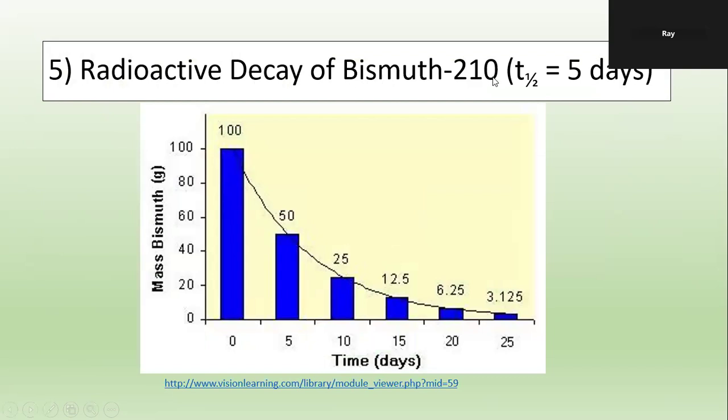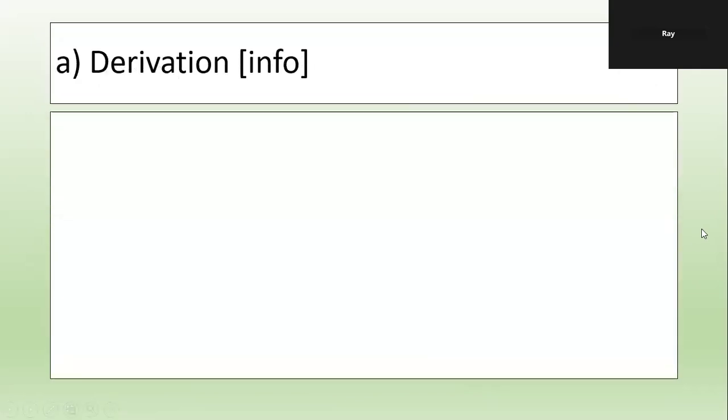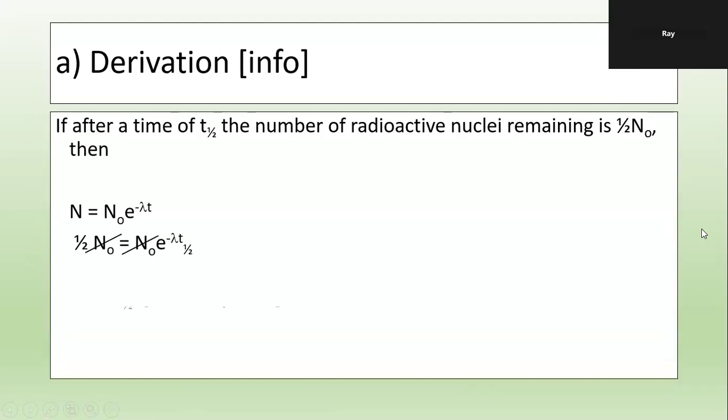Radioactive decay of bismuth, half-life is 5 days. If we start with 100 atoms or 100 grams, then after 5 days it will be 50 left. After another 5 days, half of 50 is 25. After another 5 days, which is 15 days, half of 25 is 12.5, and carry on. Don't bother about deriving it.